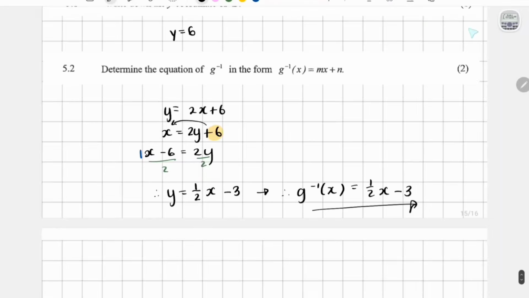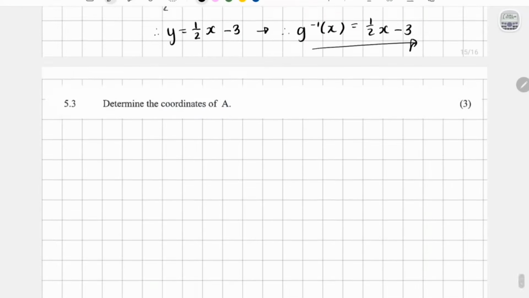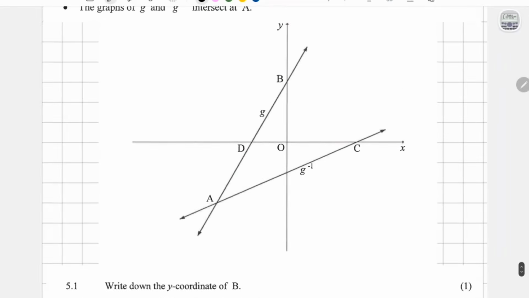Okay, moving on to the next question. Okay, 5.3 says we have to determine the coordinates of A. So look at A. A is the point of intersection between these two graphs. So it's great that we have the equation of G, and we also have the inverse's equation. If you want to find the point of intersection, this is the point where their x and their y values are exactly the same. So to find the point of intersection, you would make this equation equal to this equation.